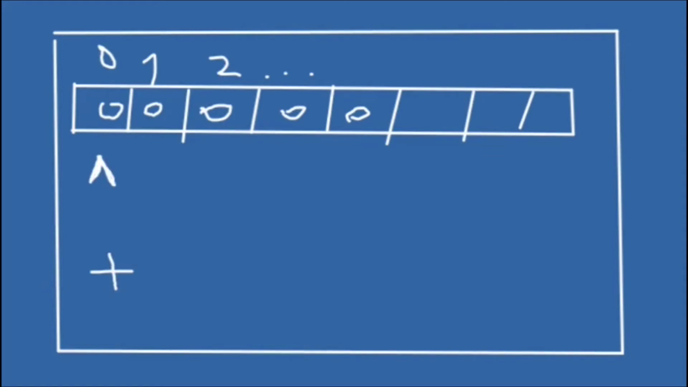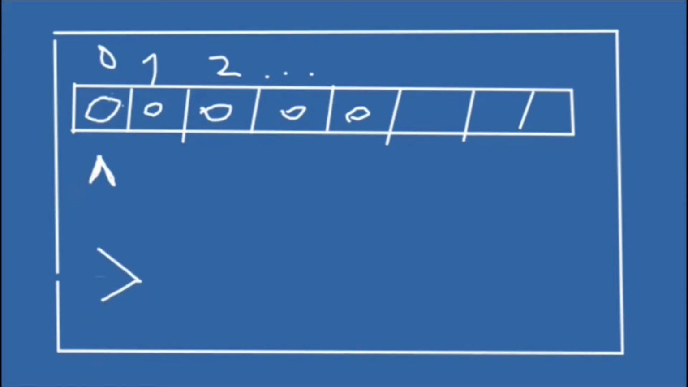The plus command increases the pointed cell value by 1. If it gets past 255, it will wrap back to 0. The minus command decreases the pointed cell value by 1. If it gets below 0, it will wrap back to 255.